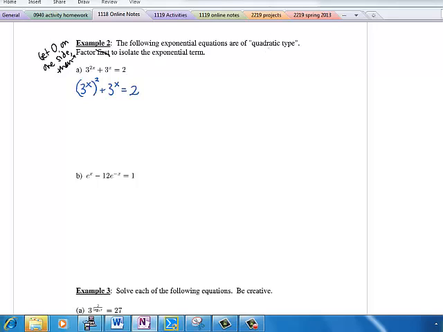So when we have this quadratic type where we have an exponential expression showing up one place and then that same exponential expression squared in another place, that's what we call quadratic type. And in that case we want to get a 0 on one side, so subtract 2.